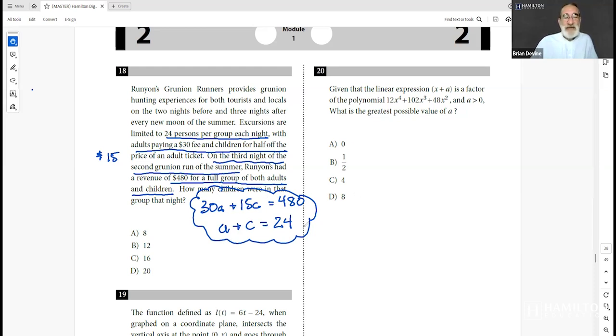Or I could graph both of these on the Desmos calculator or on my calculator. I could let A be X and C be Y, and I can find the point where they cross and find what the Y value of that is. Or I could substitute. I could say that A equals 24 minus C, plug that into the first equation, and solve that. But either way I do it, I'm going to find that there were 8 adults and that there were 16 children. And so 16 children would be your answer.